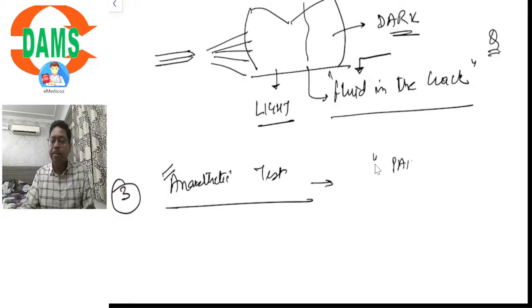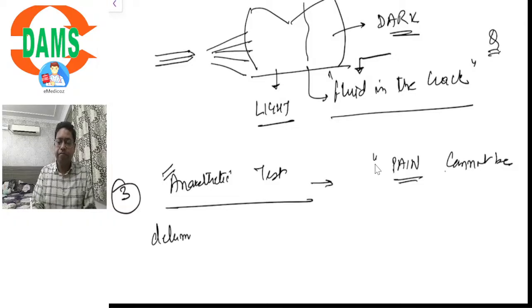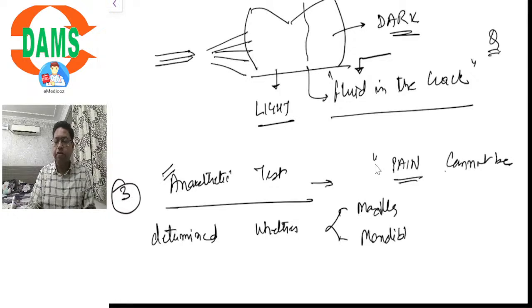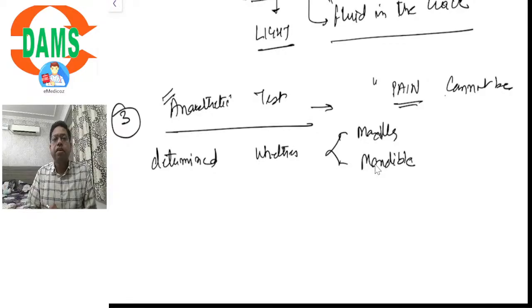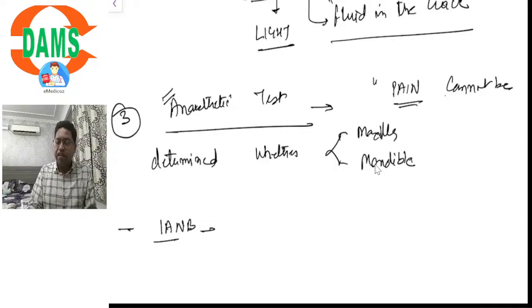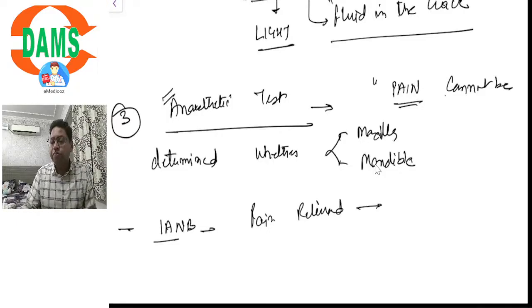When pain cannot be determined to be coming from whether maxilla or mandible. In such situations, we use anesthetic test. What is done? We give inferior alveolar nerve block to the patient on the side of the face being reported having pain. If the pain is relieved, then of course, what would be the offending tooth? It would be some mandibular tooth.